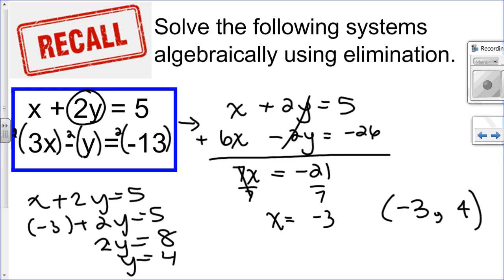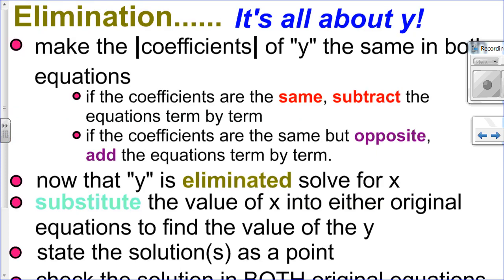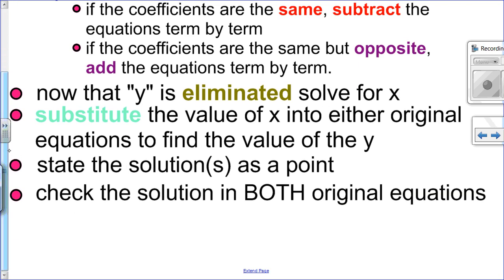So we're going to take this idea and apply it to linear quadratic and quadratic quadratic. Let's go through the steps. Just like substitution, it's all about y. I want you to make the absolute value of the coefficient of y the same in both equations. If the coefficients are the same, subtract term by term. If the coefficients are the same but opposite, add the equations. Now that y is eliminated, solve for x, and then you're going to follow the same steps as before. Substitute x into one of the equations for y, state your solution as a point, and of course always check your solution.